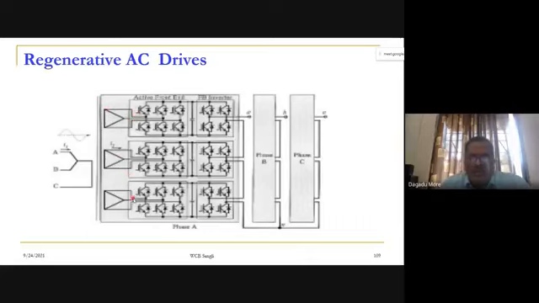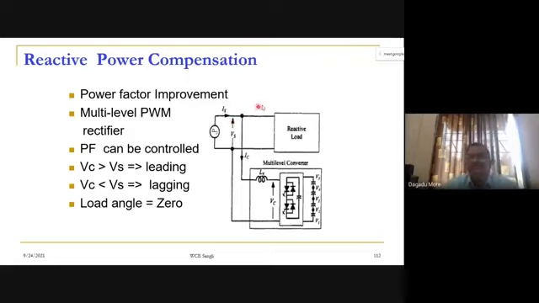No, sir. Okay, so let us go for another application. This will be a topic related to the power system. We have already discussed this in case of our PWM rectifiers. Here, if you see the diagram, we have a reactive load and we are going for reactive power compensation.